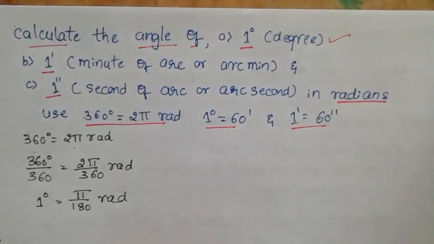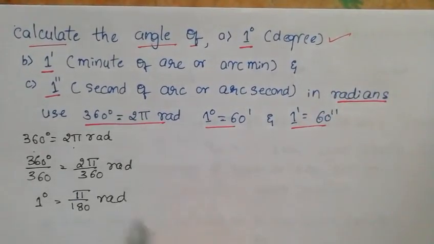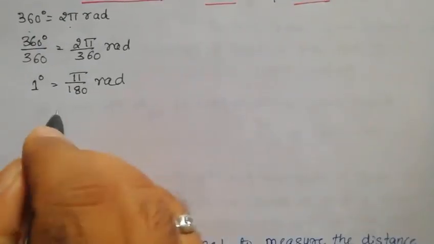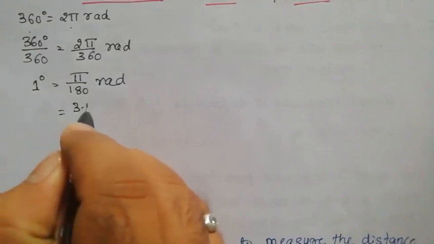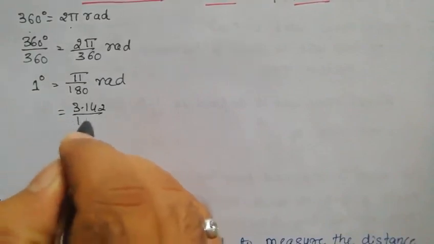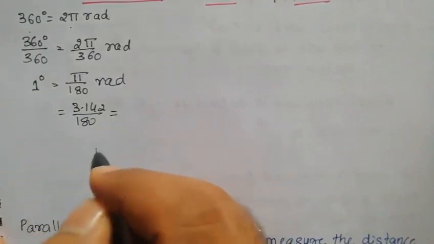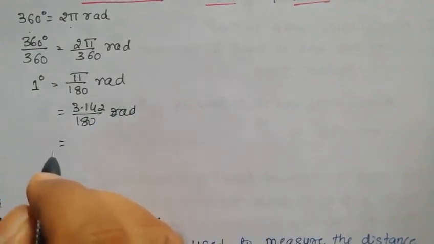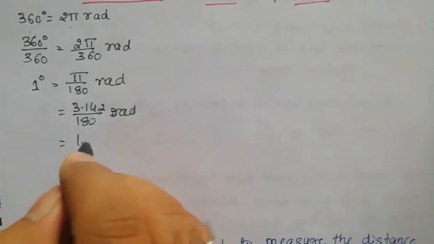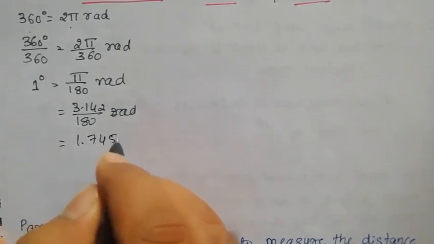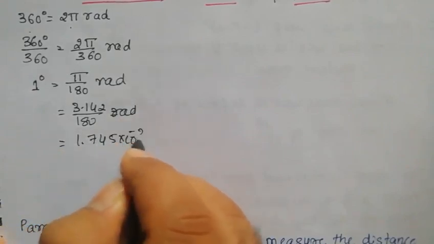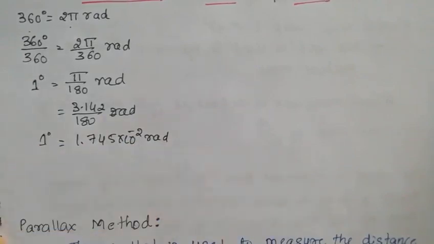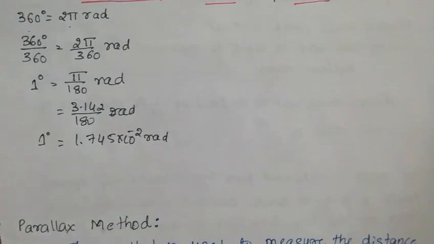That is also given by what formula? Pi by 180 means how much? Pi means 22 by 7, so it is 3.142 divided by 180. What do you get as an answer? You get 1.745 into 10 power minus 2 radian. So this is about 1 degree.